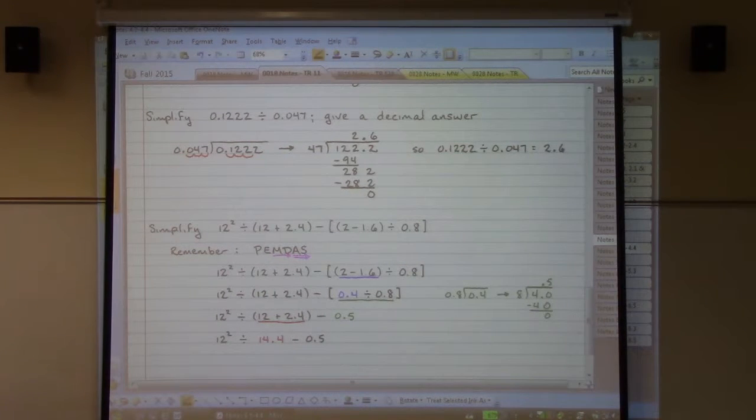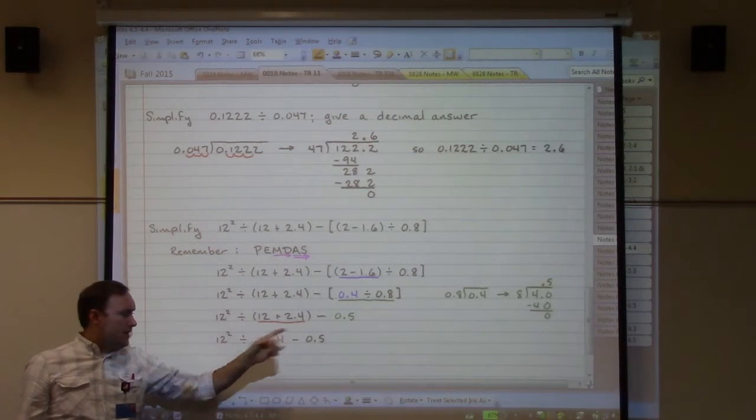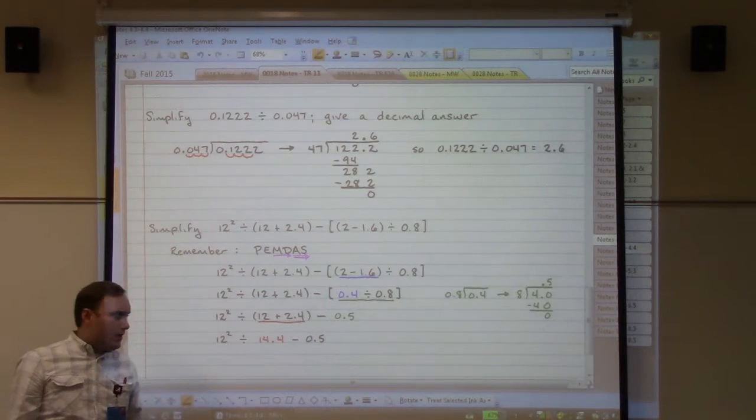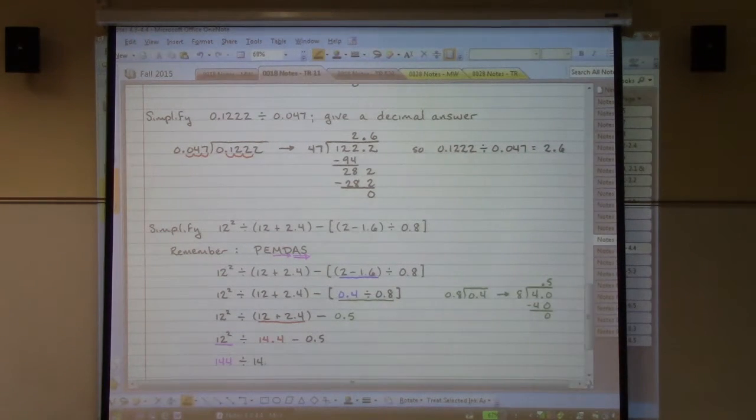And asking ourselves now, based on what we read, what are we going to do next? I have a power of 2, a division, and a subtraction. So the highest priority is that power. 12 squared is 144. And again, recopying the other parts of the problem that we have not used yet, so that we can figure out our next step.